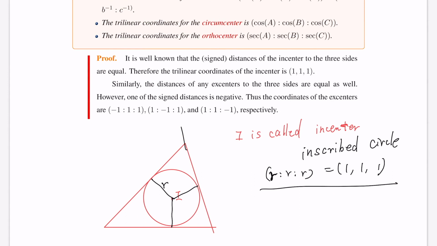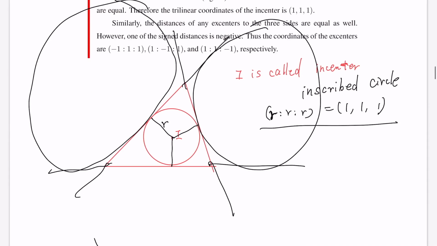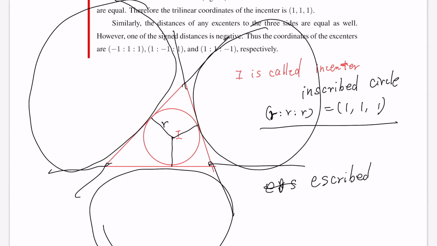And you probably know that there are three excircles. I don't know how to draw them, but each is tangent to one side and the extensions of the other two sides of the triangle. There are altogether three, which we call the excircles, or escribed circles. So what would be the trilinear coordinates for those excenters, meaning the centers of the escribed circles?